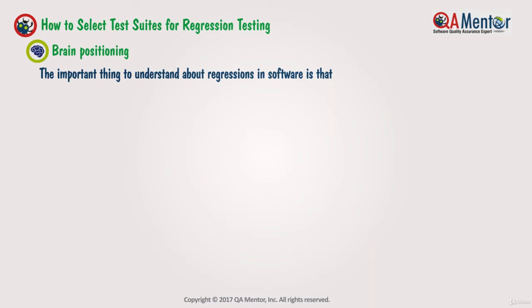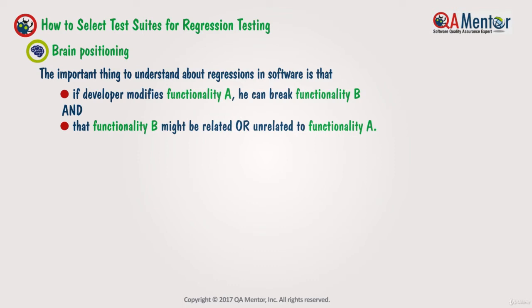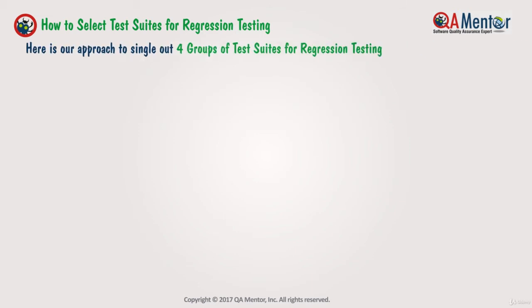Brain positioning. The important thing to understand about regressions in software is that if a developer modifies functionality A, he can break functionality B, and that functionality B might be related or unrelated to functionality A. Here is our approach to single out 4 groups of test suites for regression testing.